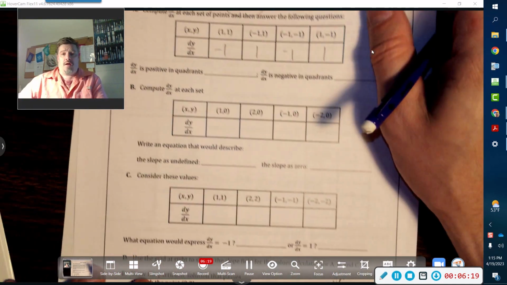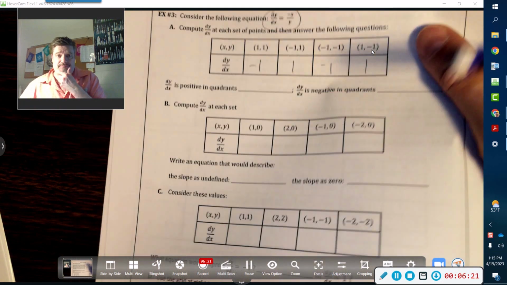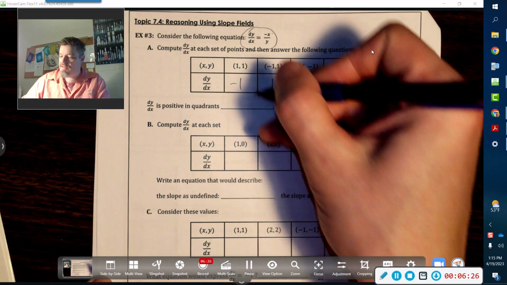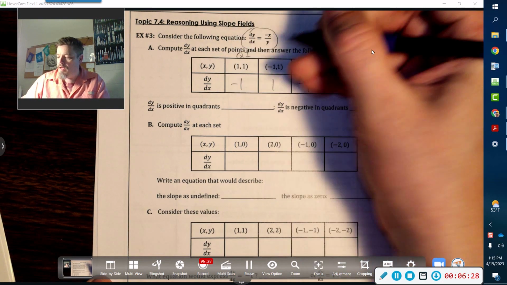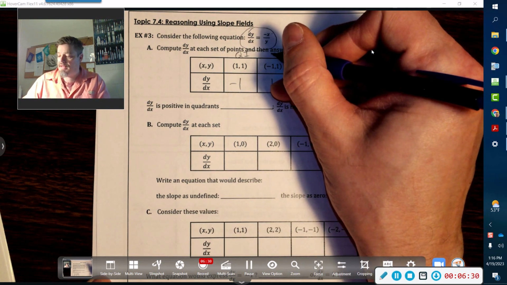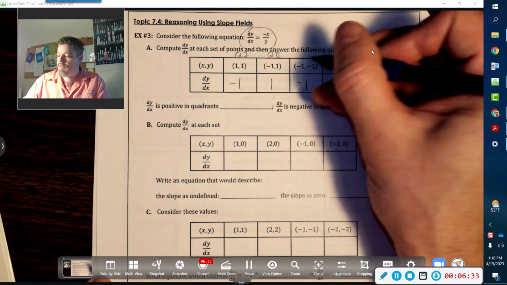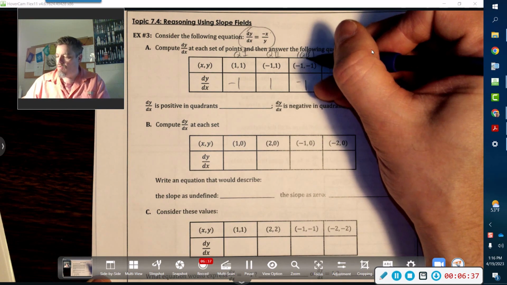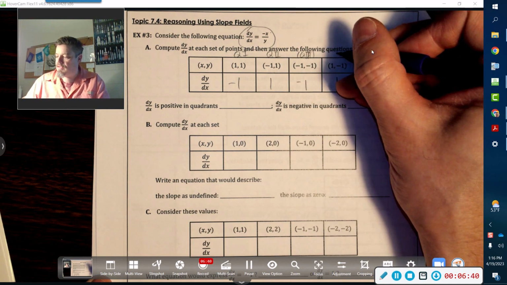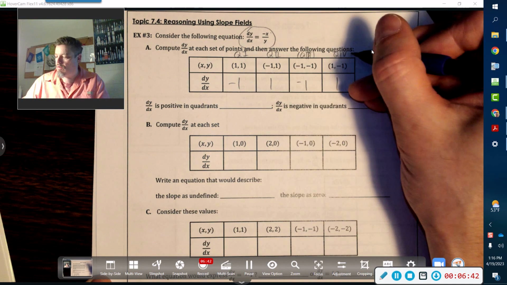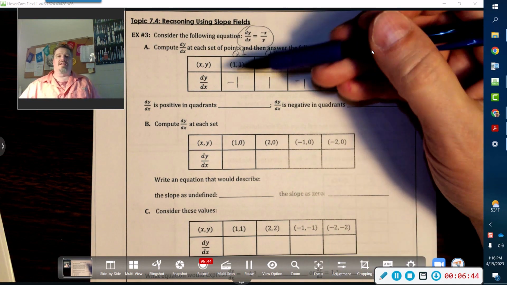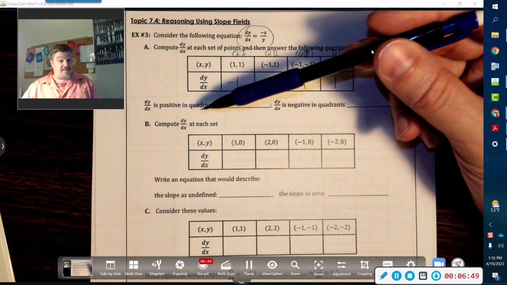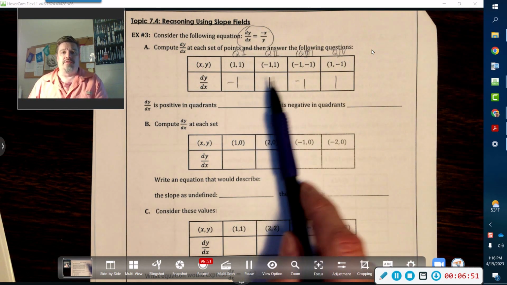I could graph them if I wanted to, but what I want to point out is that they've shown you that this is in quadrant 1. Negative 1, positive 1 is quadrant 2. This guy is quadrant 3, where they're both negative. I don't know why I wrote in Roman numerals and then didn't here. And this guy is quadrant 4. So basically, they're giving you 4 different values, one in each of the quadrants. So where is this guy positive? In what quadrant? Well, 2 and 4.